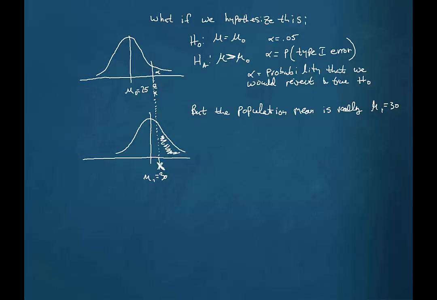Now, this area is called the power. And the power is the probability of correctly rejecting the null hypothesis. Now, we are typically only interested in the power when the null hypothesis is actually false.